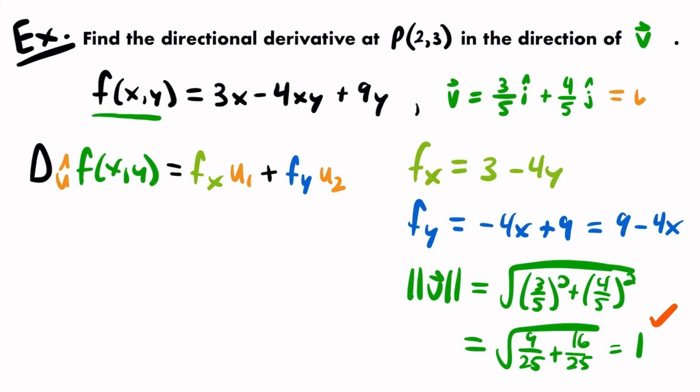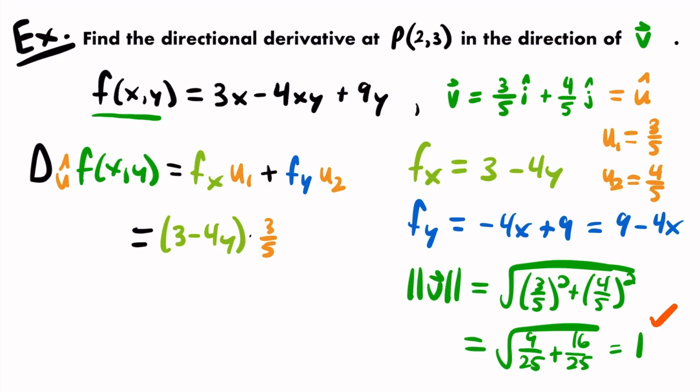Our vector v is also the unit vector u, where u1, the x component, is 3/5, and u2, the y component, is 4/5. All right, so our directional derivative will be equal to fx, which is 3 minus 4y, times u1, so we're multiplying by 3/5, and then we'll add that to fy, which is 9 minus 4x, and then you want to multiply that by u2, which is 4/5.